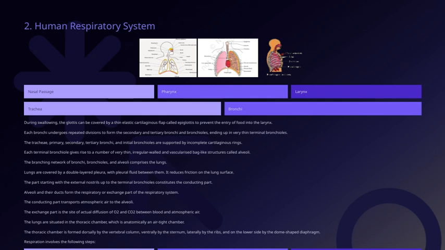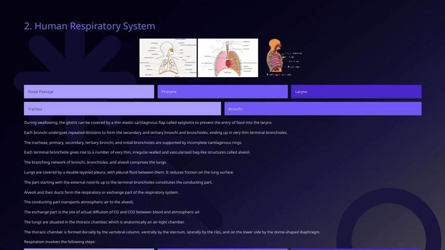The branching network of bronchi, bronchioles, and alveoli forms the structure of the lungs. Each terminal bronchiole leads to multiple alveoli, which are small, thin-walled, and richly vascularized, perfect for gas exchange. The trachea and primary, secondary, tertiary bronchi, along with initial bronchioles, are supported by incomplete cartilaginous rings that keep the airways open. As the bronchi subdivide, they form secondary and tertiary bronchi, ending in the very fine terminal bronchioles.